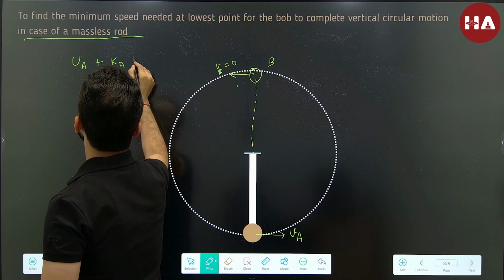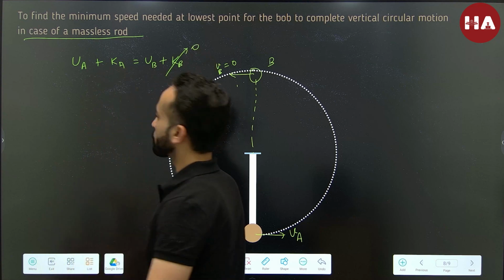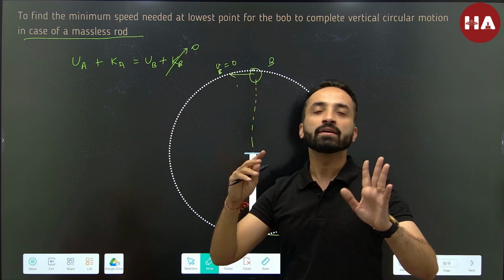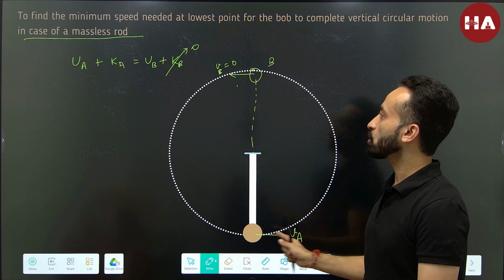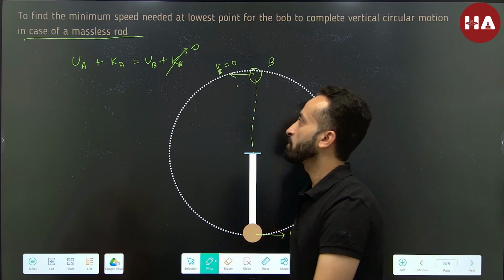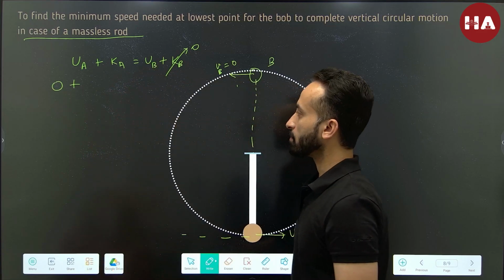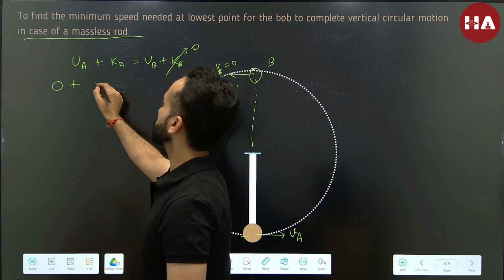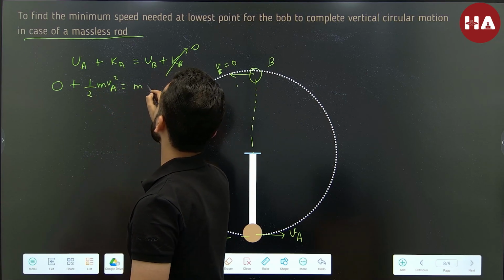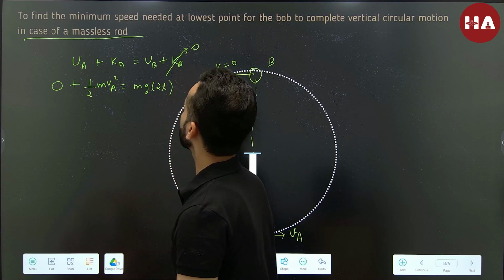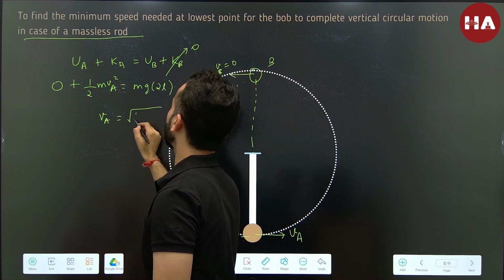UA plus KA is equal to UB plus KB, and you straight away put KB as 0. So you don't want this bob to have any velocity at the highest point, because we are talking about the minimum velocity right now. Alright, so UA is 0. Why is UA 0? Because that is our choice of reference. What is KA? Half mVA square. Now what is UB? That is mg into 2L. So VA turns out to be under root of 4gL.